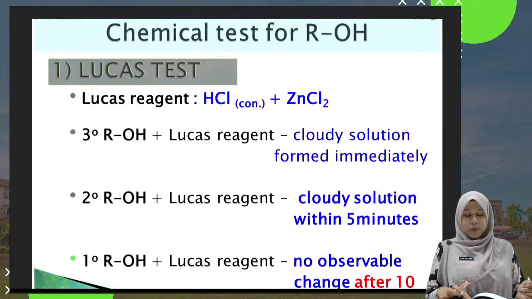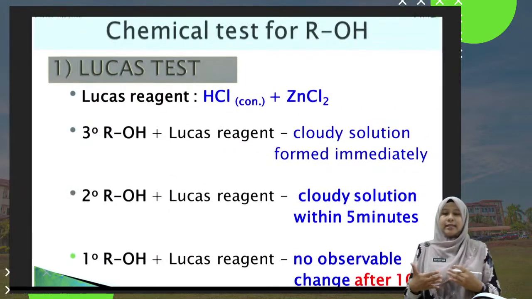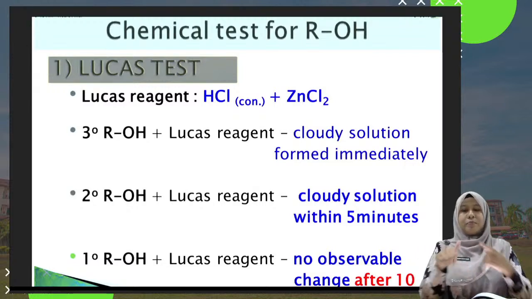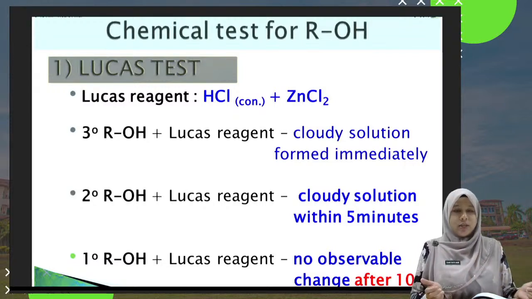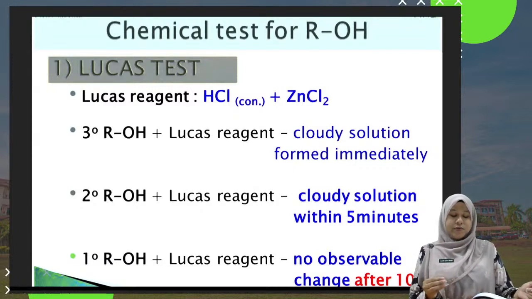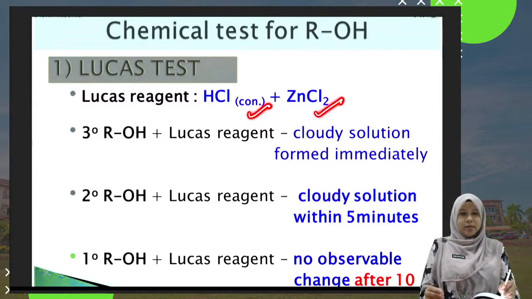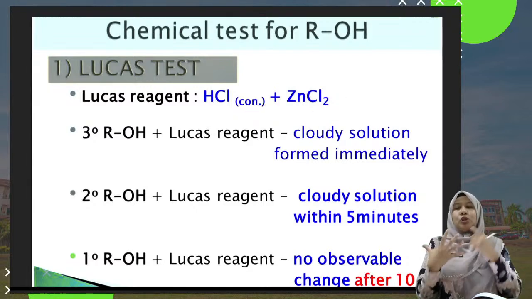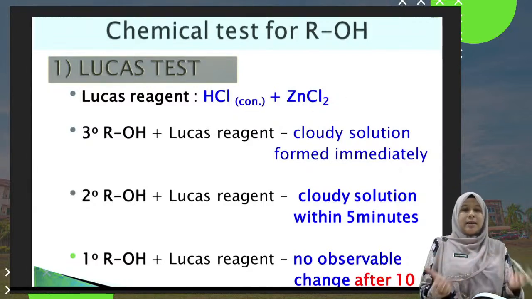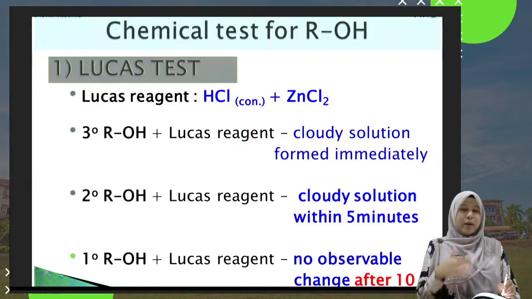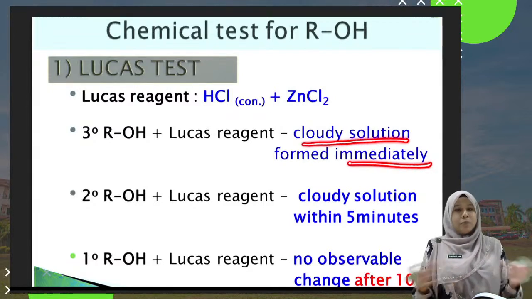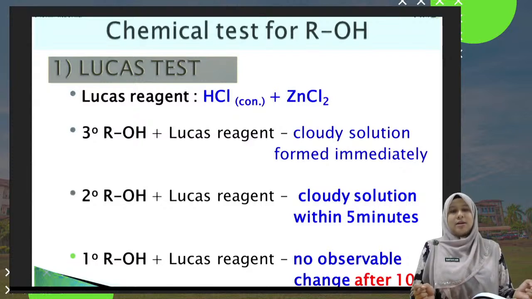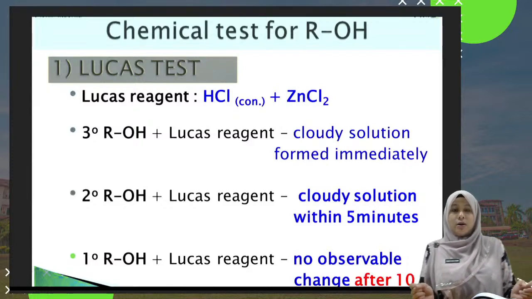Okay, so kita tengok dulu untuk Lucas test. Tadi Lucas test kita kata dia boleh guna untuk differentiate between primary, secondary and tertiary alcohol, depends on the observation dia. So untuk Lucas test ni, dia punya reagent dia adalah concentrated HCl dan juga zinc chloride. Okay, so untuk tertiary alcohol, bila dia react dengan Lucas reagent, apa yang kita akan dapat adalah cloudy solution form immediately. Campur-campur je terus dapat cloudy solution. Yang tu kita tahu dia adalah tertiary alcohol.